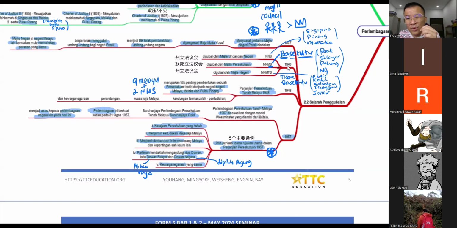It's non-replenishable. But high income, like petroleum, biji timah, mineral.